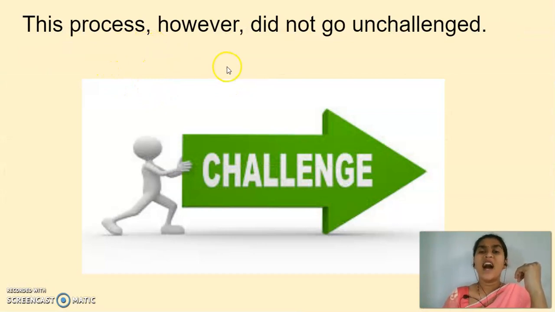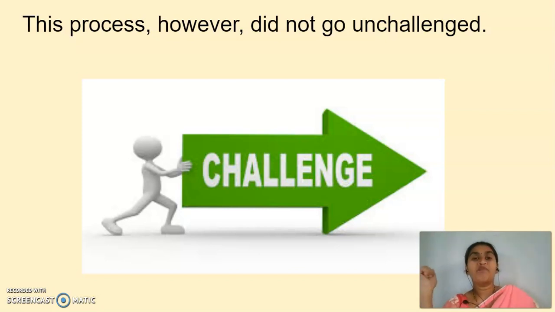This process, however, did not go unchallenged. So as we know, our Indian rulers were not so weak. Yes or no, children? Many of our Indian rulers fought for freedom and they fought against the British. So finally, whatever supremacy they were taking, it was not that easy to continue the process. It was very challenging. Okay, see.